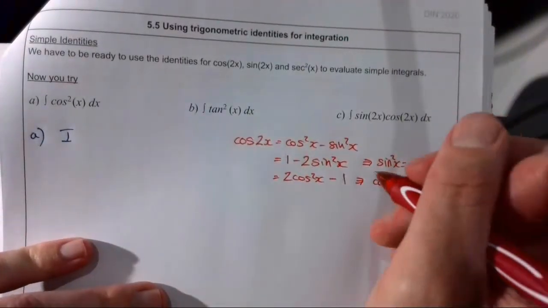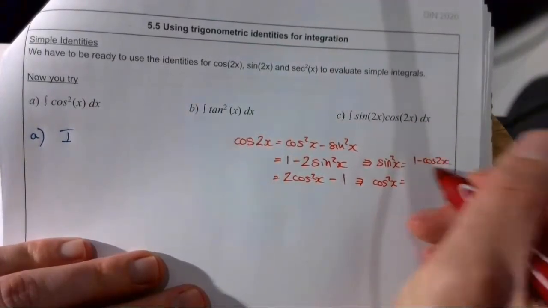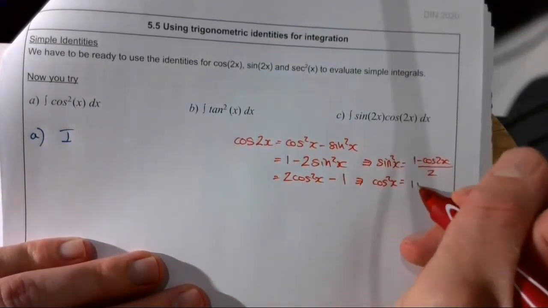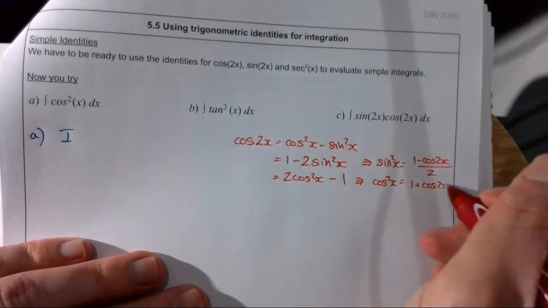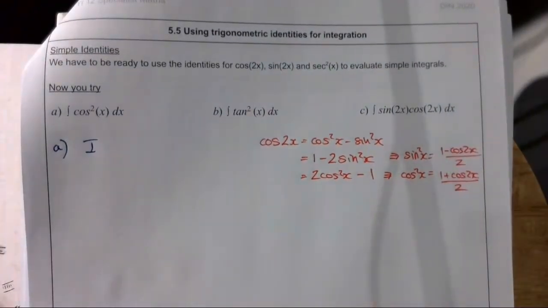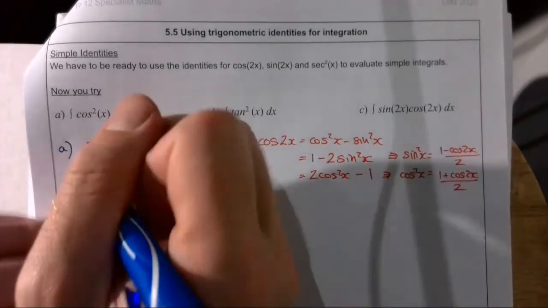So sine squared is going to be 1 minus cos of 2x over 2, and cos squared is going to be 1 plus cos of 2x all over 2. And those are really helpful for integration. It depends, obviously, whether you've got sine squared or cos squared, which one you're going to use.